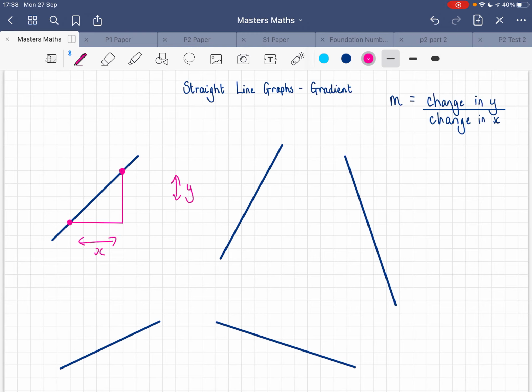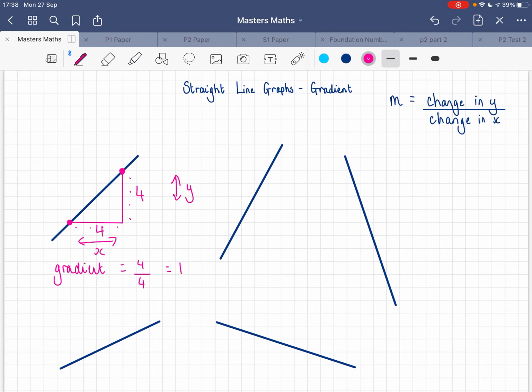And I'm going to count how many squares I have in both of them. So for the y, I have 1, 2, 3, 4 squares. So my change in y is 4. My x, I have 1, 2, 3, 4 squares as well. So my change in x is 4. So to calculate the gradient, I am going to do the change in y, which is 4, divided by the change in x, which is also 4. 4 divided by 4 is 1. So the gradient of that line is 1.